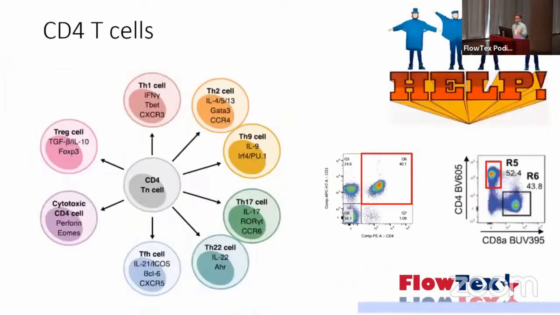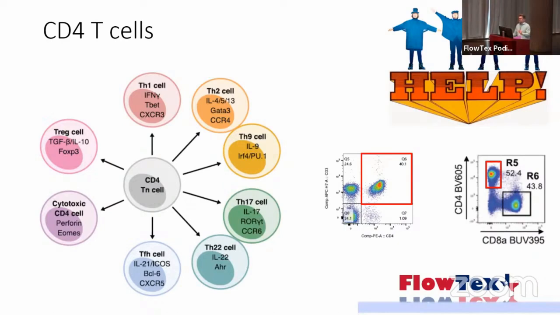And so for MHC class 2, those MHCs are presented to CD4 T cells. And those CD4 T cells are known as helper T cells. So here we have the Beatles, help. CD4 T cells are termed helper T cells because of the help that they provide, the cytokines that they provide to other immune cells in the body.